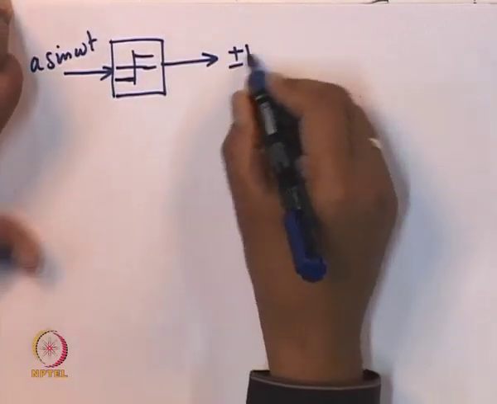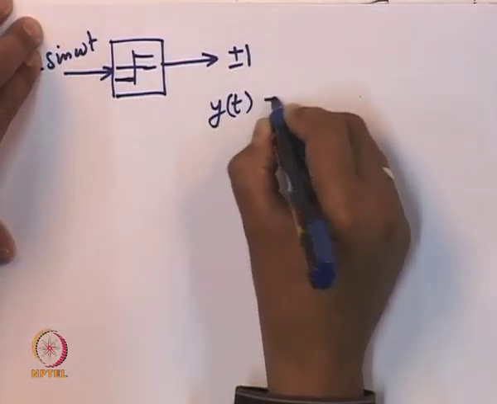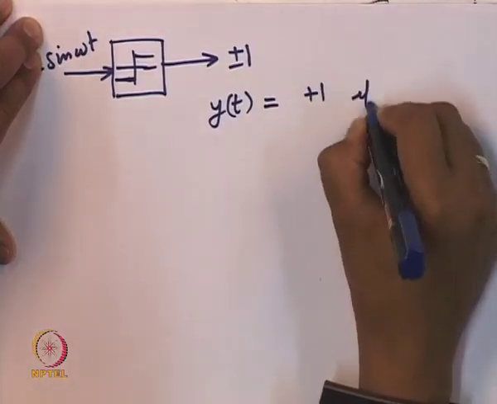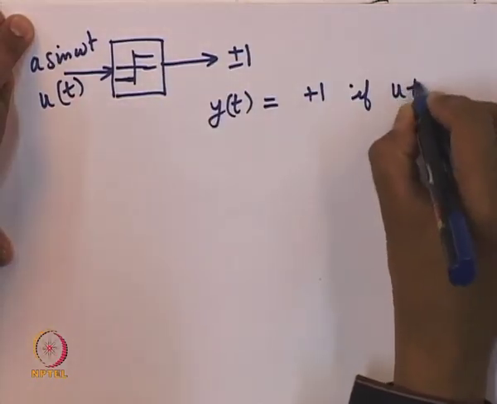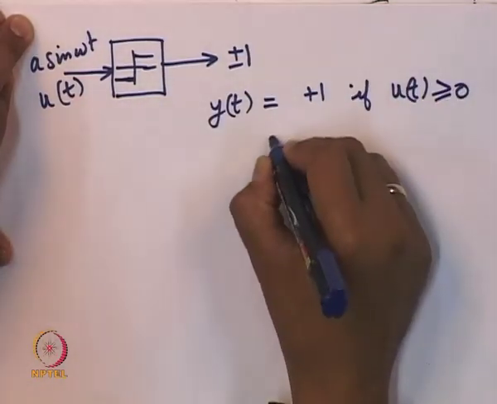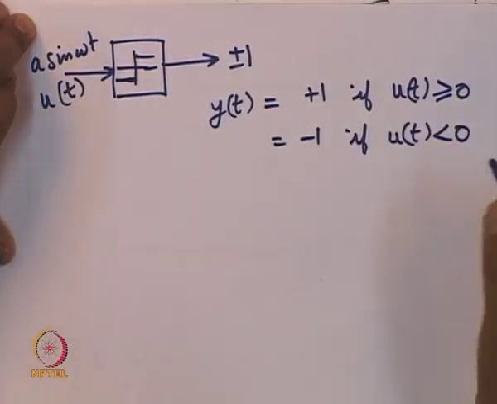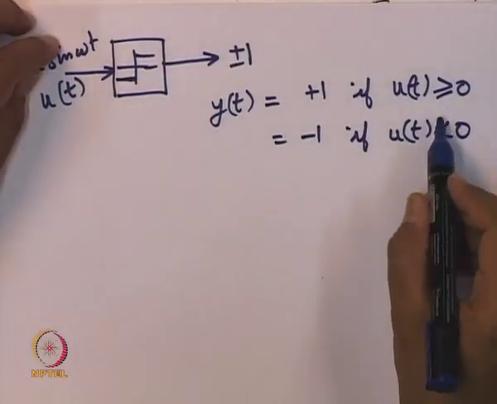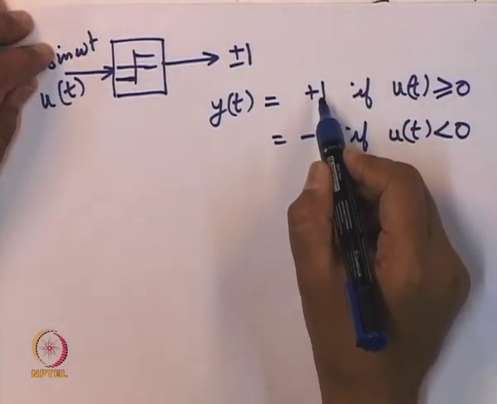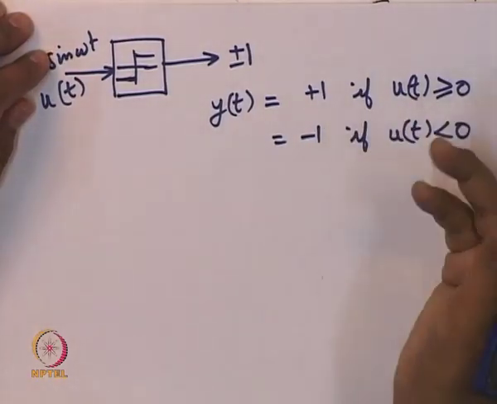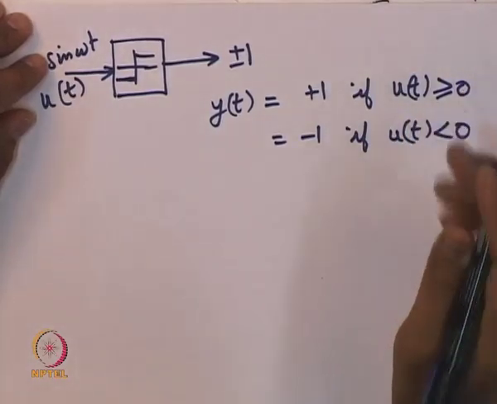What does it do? It just gives you the sign of the input at that time instant. Output y of t equals plus 1 if u of t is greater than or equal to 0, and equals minus 1 if u of t is strictly less than 0. Of course, one might ask why, when u of t is equal to 0, you are biasing it towards plus 1? That does not matter. u of t is equal to 0 for just one instant. Most of the time it is either positive or negative.